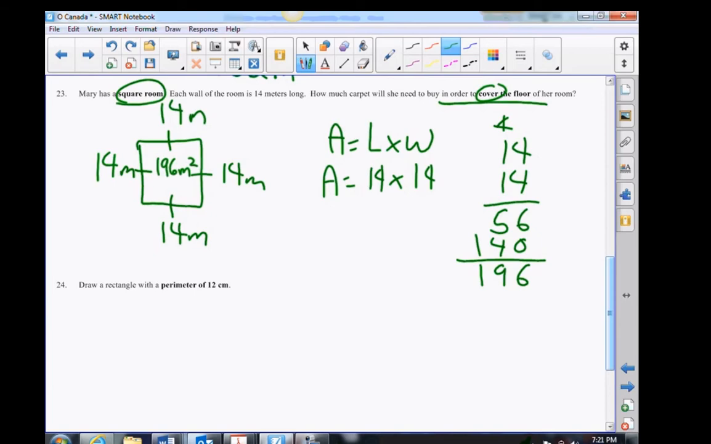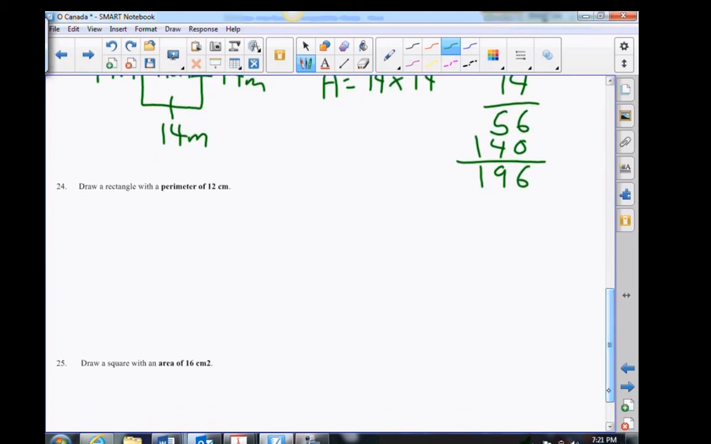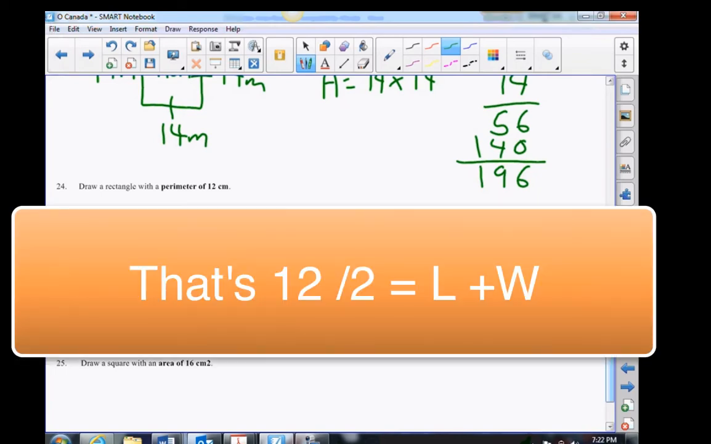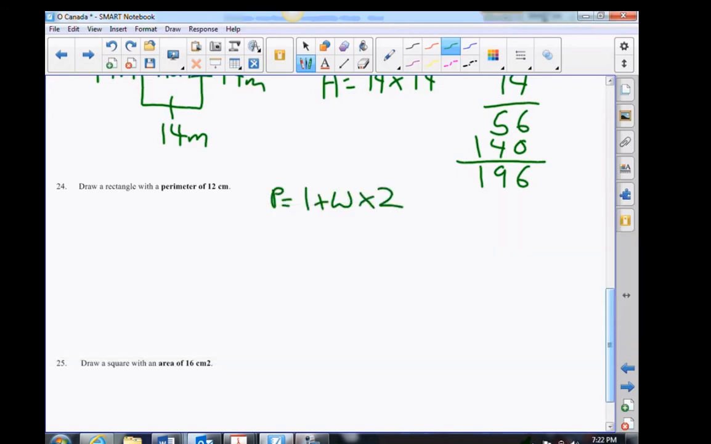Moving forward, draw a rectangle with a perimeter of 12 centimeters. Well, this again is a reverse question. I know the perimeter, but I don't know what the length and width are. And there's not just one right answer for a question like this. Because you already have the perimeter, you do the opposite. Instead of length plus width times 2, you do 12 divided by 2 equals length plus width. So 12 divided by 2 is going to equal 6.